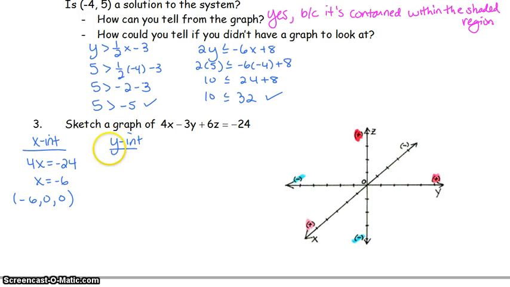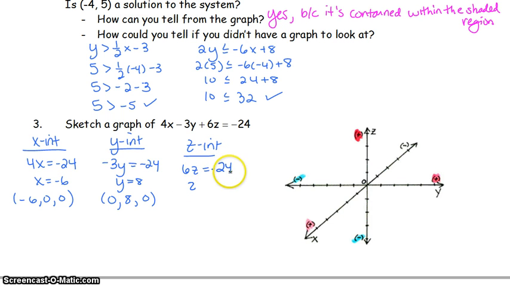If I want the y-intercept, my x is 0, my z is 0, so I'm left with a negative 3y is equal to a negative 24. So y is 8, so that point is 0, 8, 0. And your z-intercept, we know x is 0, y is 0, so we're left with 6z is equal to a negative 24. Z is a negative 4, so we've got 0, 0, negative 4.